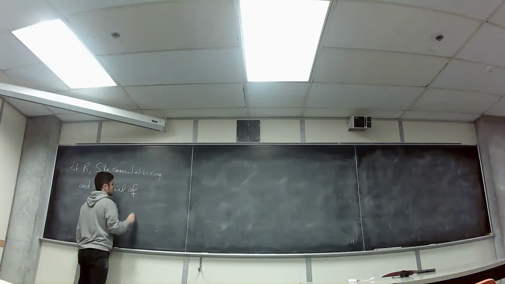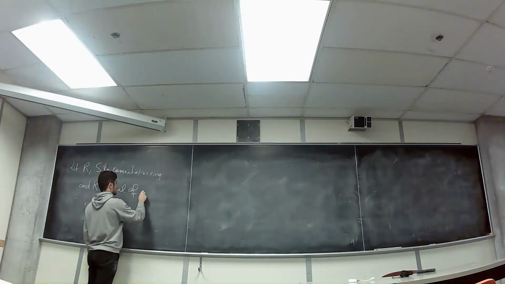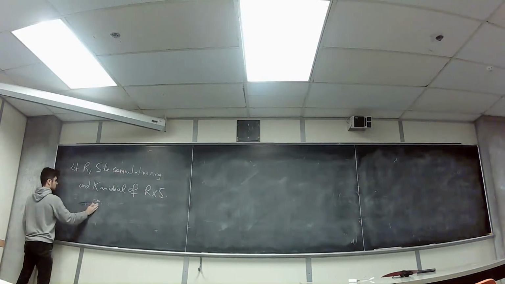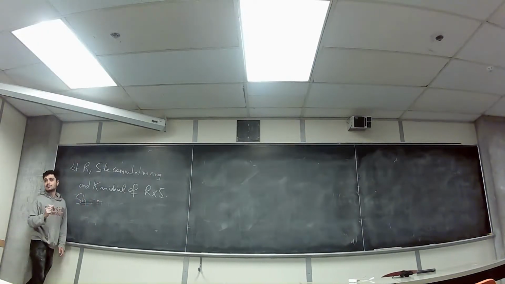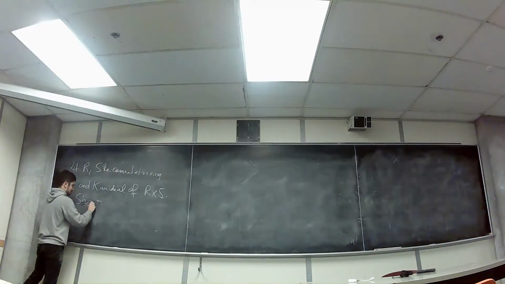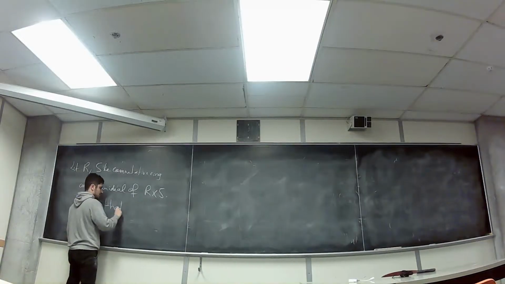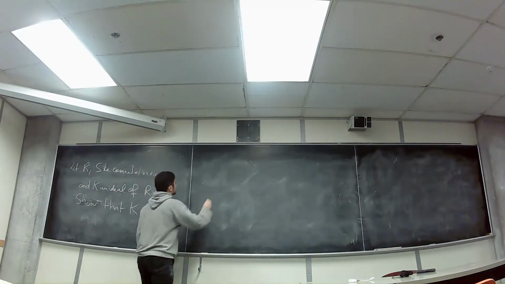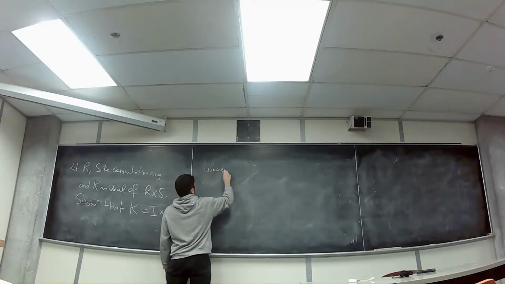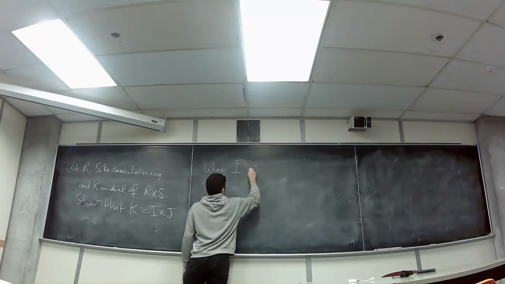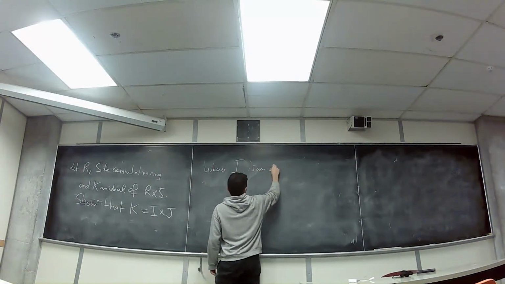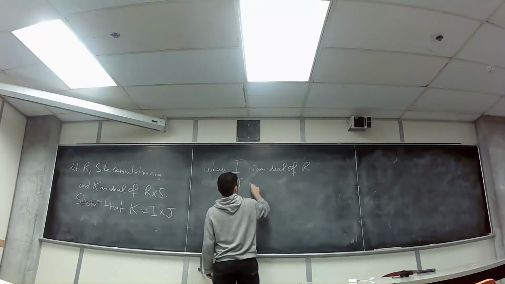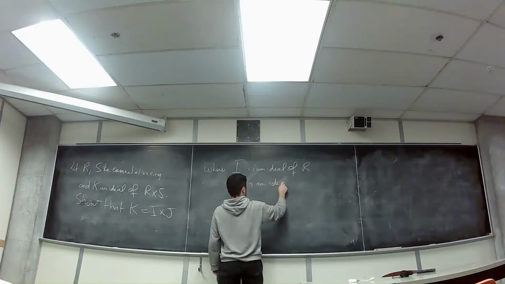An ideal of R cross S. Show that K is I plus J, where I is an ideal of R and J is an ideal of S.